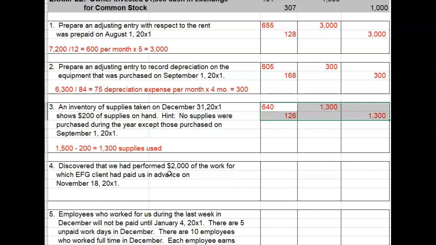Go ahead and write your adjusting entry. Debit account 236, unearned revenue, for $2,000, and credit the earned revenue account, which is account 403, consulting revenue, for $2,000.